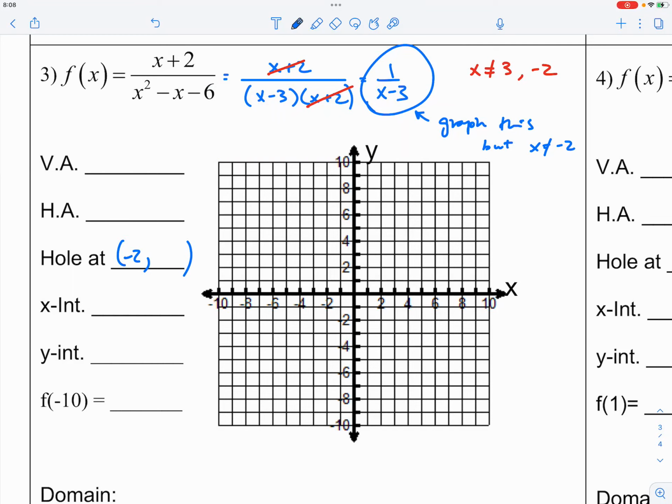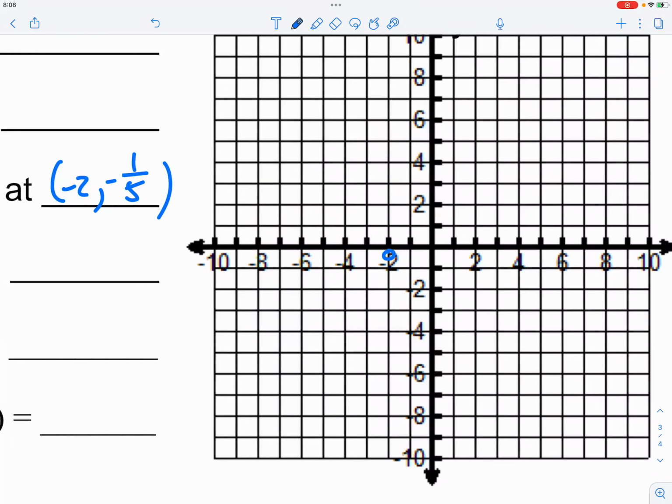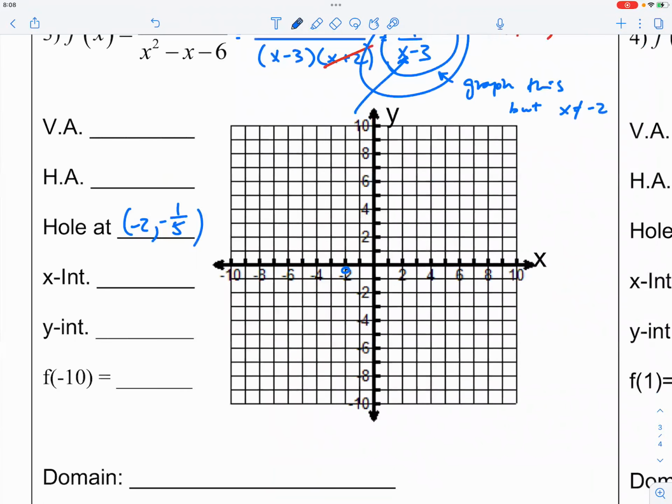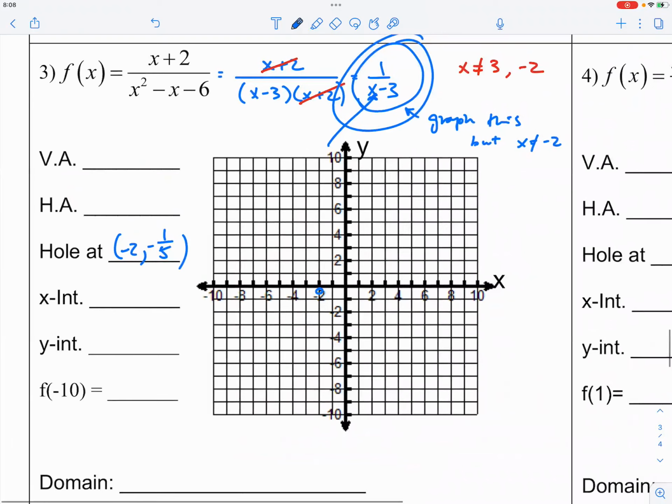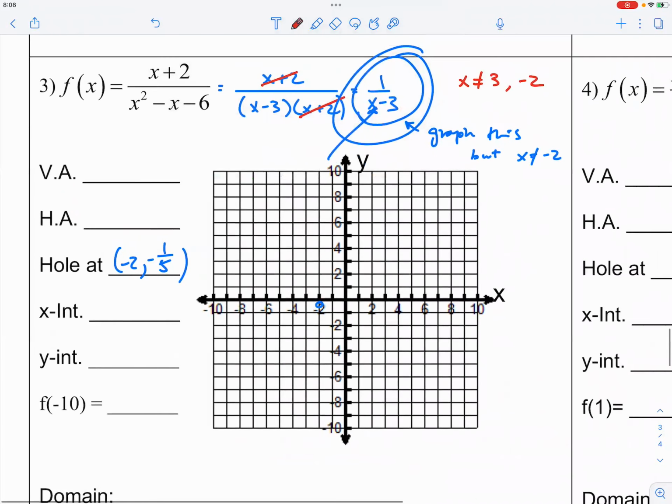If we know the x value is -2, and we are graphing this, so we put 1 over -5. Okay, so -1/5. So therefore, at -2 comma -1/5, there should be an open circle right here. That's where you will see the hole.